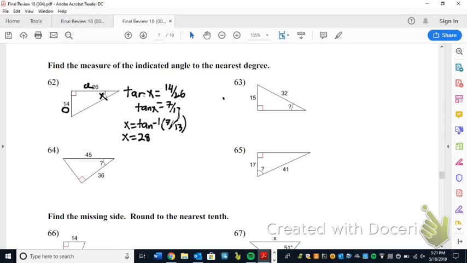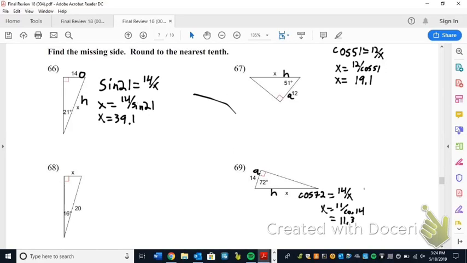So plug that in the calculator. I get 28.3 degrees. Now, notice here it says nearest degree. So if my answer comes up as 28.3, I just put 28 degrees. A lot of people miss points on that on the test.